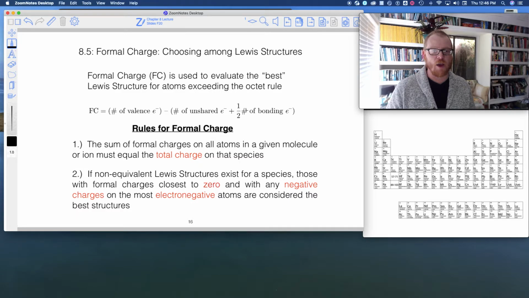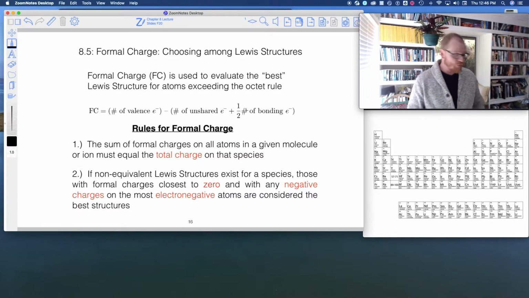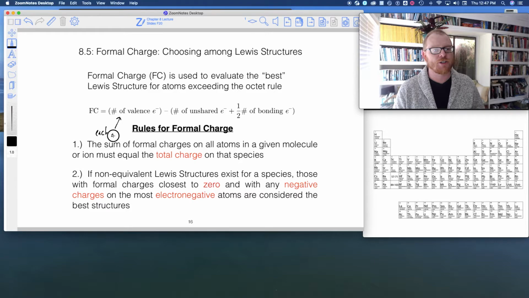Now we have the ultimate and final rule for Lewis structures, and that's called the formal charge. Formal charge is used to evaluate the best Lewis structures, particularly for atoms exceeding the octet rule. Formal charge has an equation: the number of valence electrons, and we do this formal charge for each atom. For each atom, it's just its number of valence electrons that we get right off the periodic table. And now this is going to be minus, for each atom, really, I should point it to there.